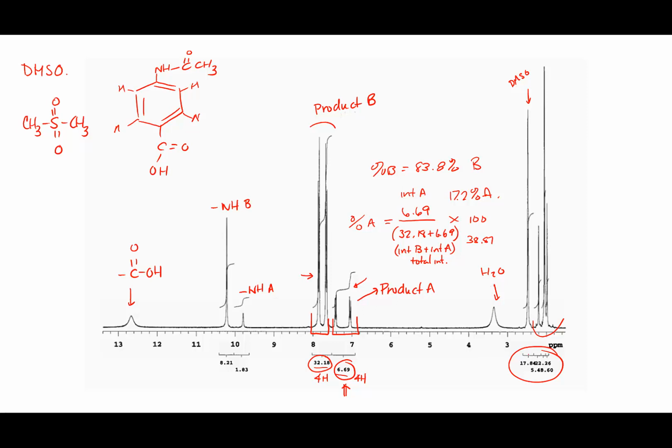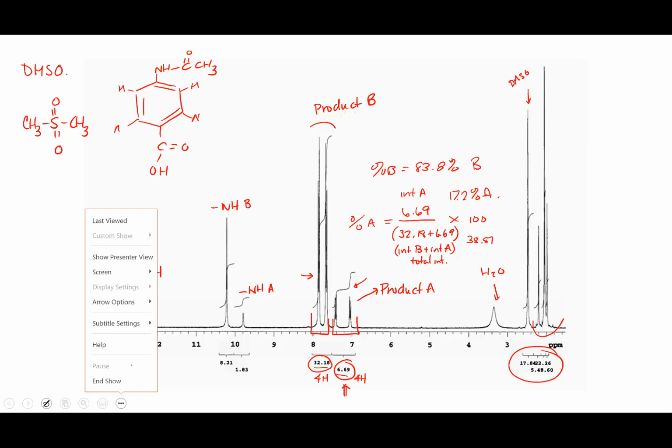Okay, if something here doesn't make sense, email me or put a question on Piazza and I can go back over it. But this is how we analyze product B in this experiment, and you can see that the sample wasn't completely pure, but again, that's pretty much to be expected.